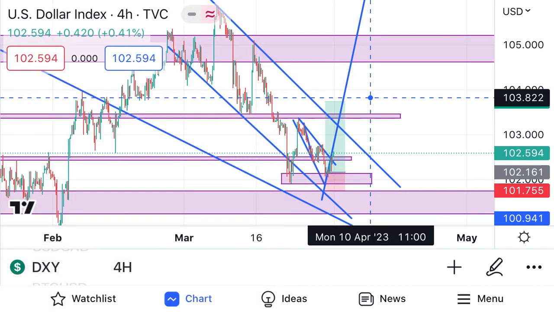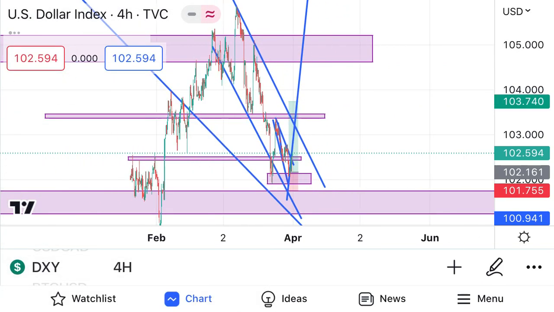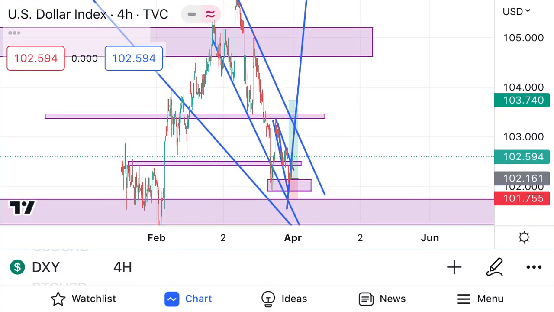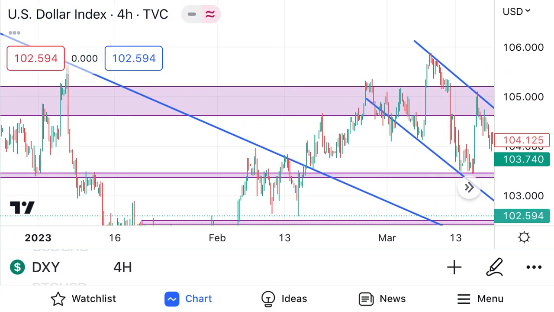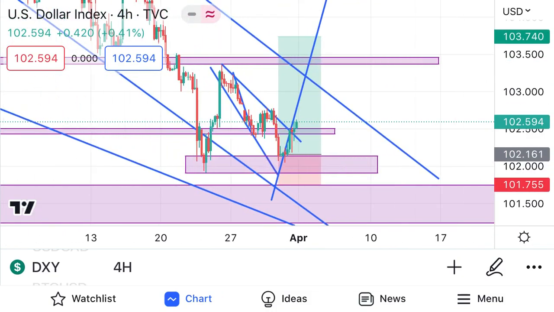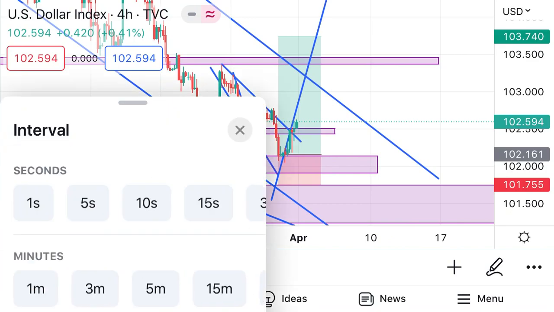Wait, let me first remove this first. Okay, cool. This trend line is now starting to confuse me, this higher time frame trend line, because it wasn't there. Okay, cool. Regardless of that, we move down to the lower time frame.